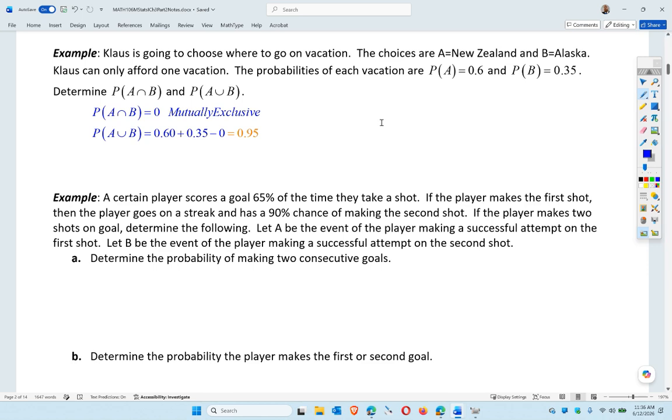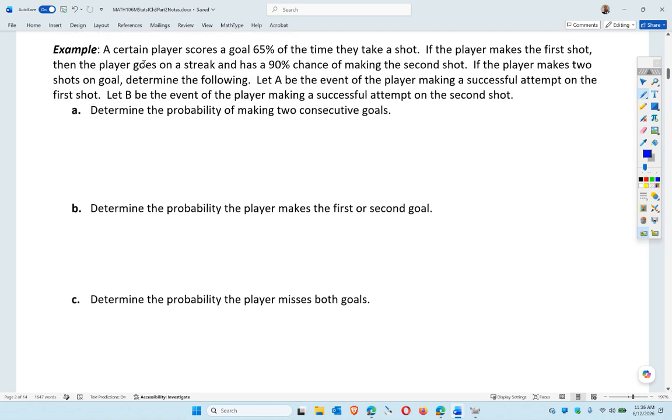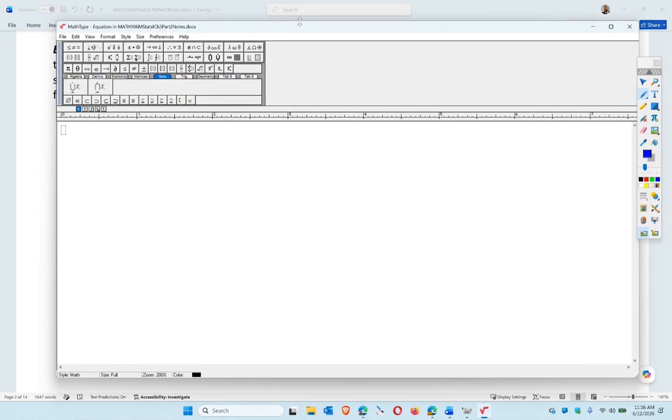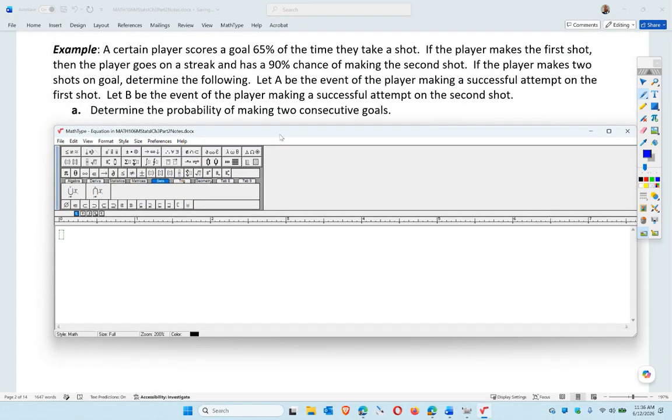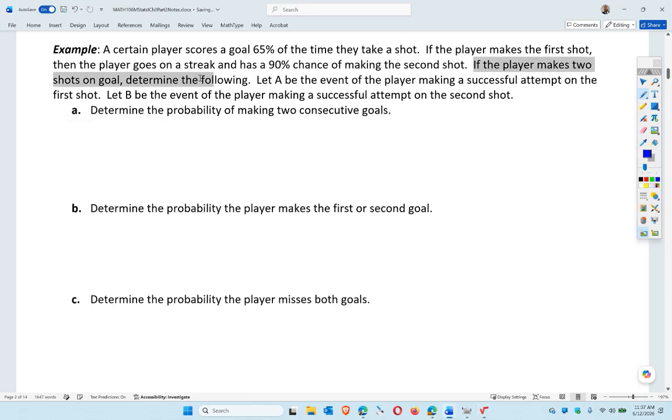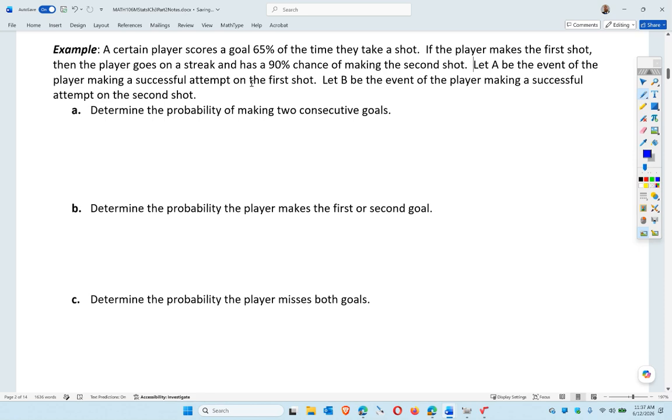Okay, so let's look at the remainder ones here. Let's say a certain player scores a goal 65% of the time. Okay, so let's shrink this down. If the player makes the first shot, then the player goes on a streak and has a 90% chance of making the second shot. If the player makes 2 shots on goal, determine the following. We don't actually need this part. So let A be the event of making a successful attempt on the first shot, and let B be the event of making a successful attempt on the second shot.